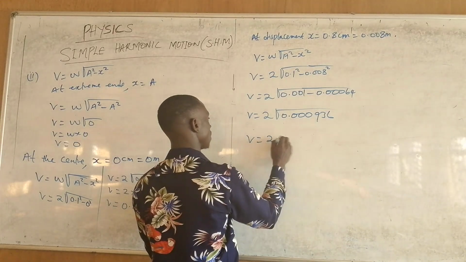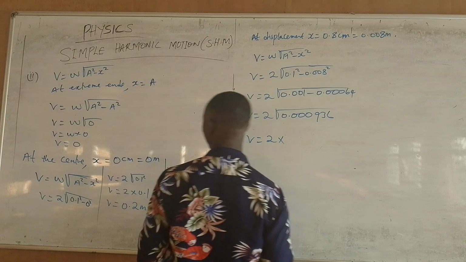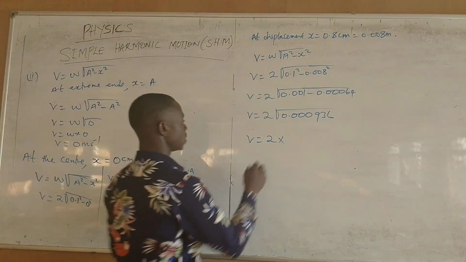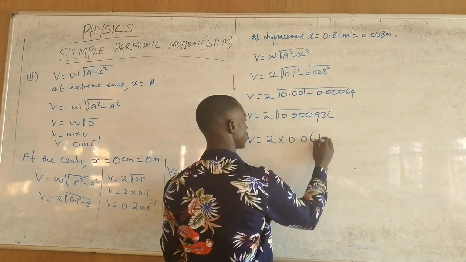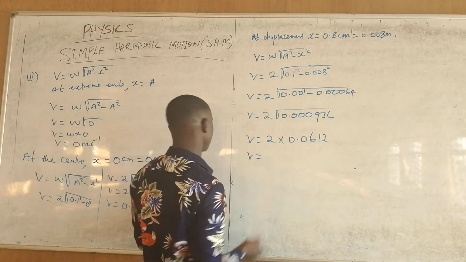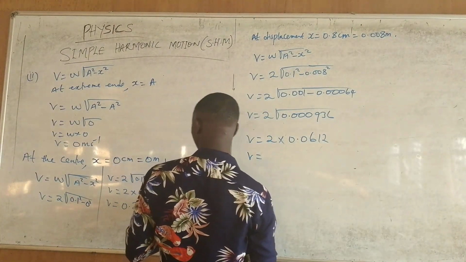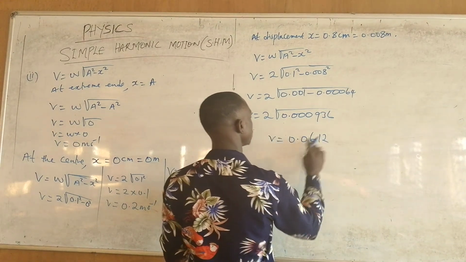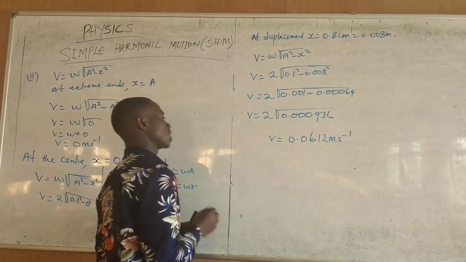V equals 2 times the square root of this, which is 0.0612. I've already multiplied everything. So V is equal to 0.0612 meter per second.